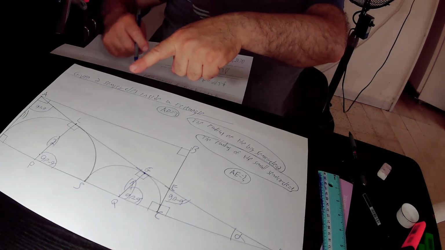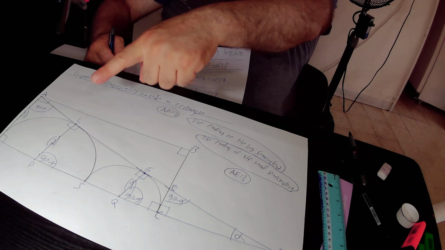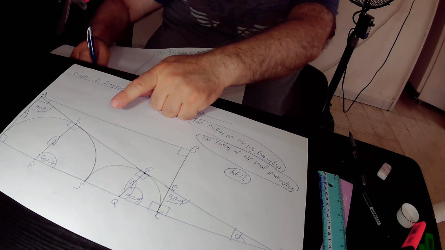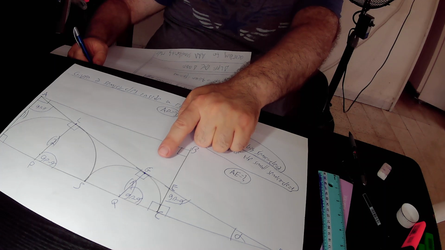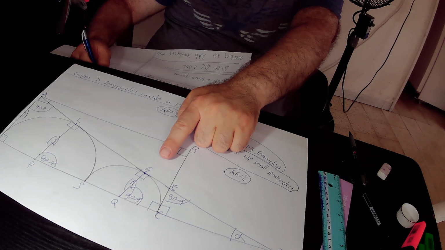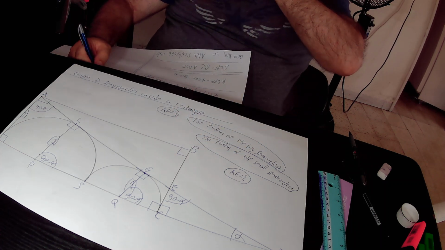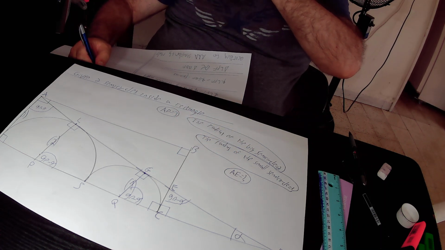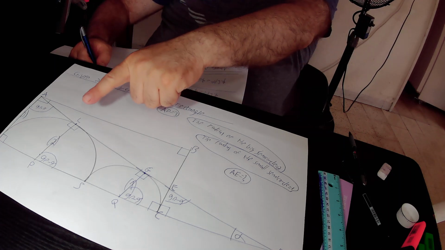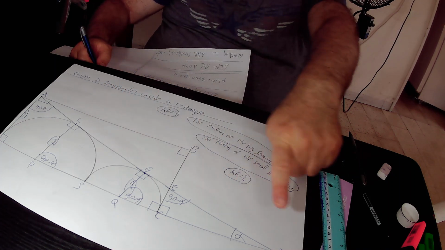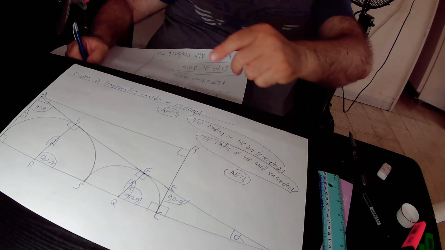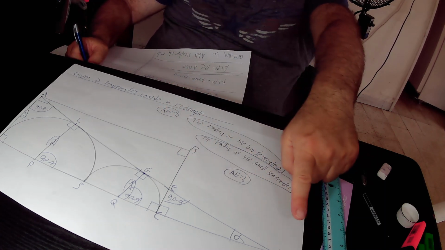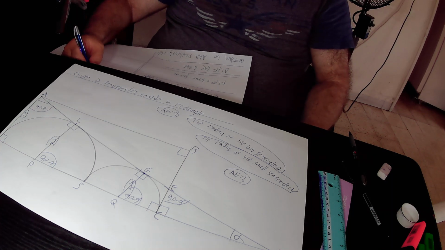We derive that side LP in the big triangle over side GQ in the small triangle equals side PF in the big triangle over side QF in the small triangle.